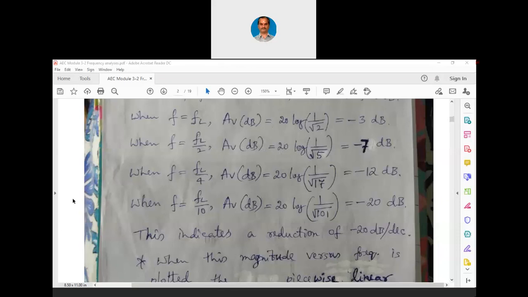Similarly, when F equals FL by 4, the voltage gain is 20 log of 1 over root 17 equals minus 12 dB. How this 5 comes, how this 17 comes, you can find out on your own by substituting in that equation number 3.